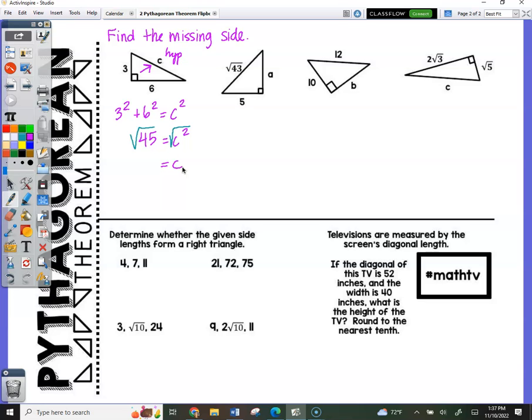1 squared, 2 squared. Write your list. Then start dividing. Find the perfect square that goes into 45. There is one, and it's 9. So we're going to break this into the square root of 9 times the square root of 5. And what is the square root of 9? 3. So the answer is 3 square root 5.